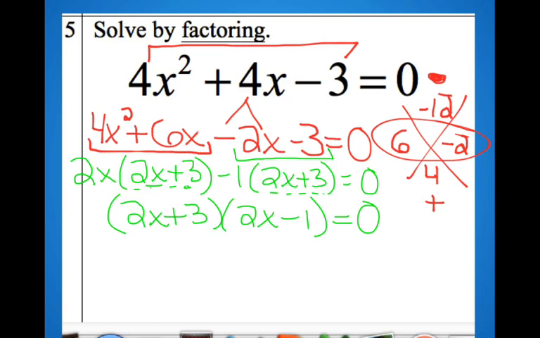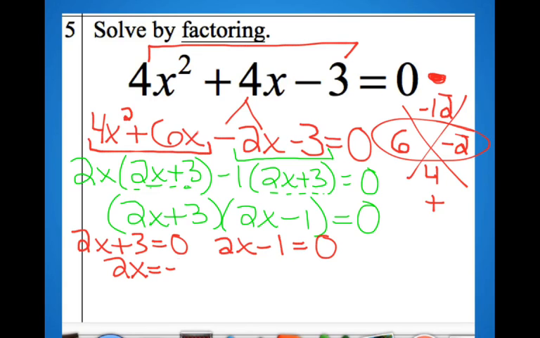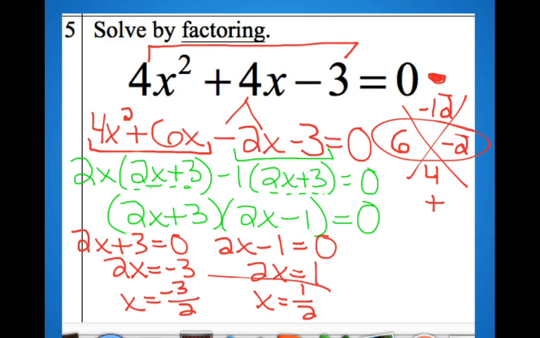And then we just set each of those factors equal to 0 to solve for x. So we have 2x equals negative 3, and x equals negative 3 divided by 2. 2x equals 1, and then we have to divide by 2, so those are the two answers, 1/2 and negative 3/2.